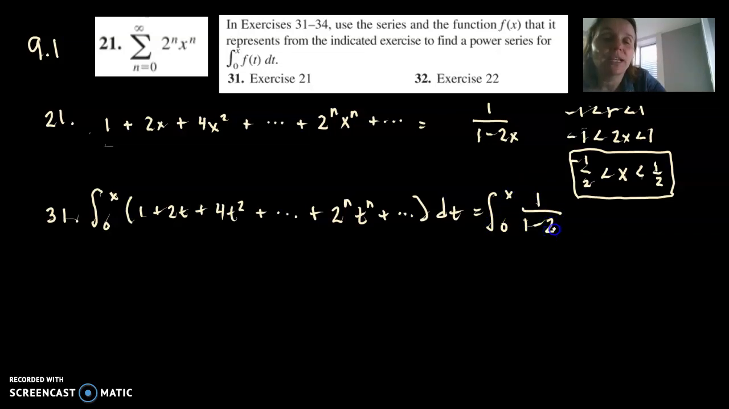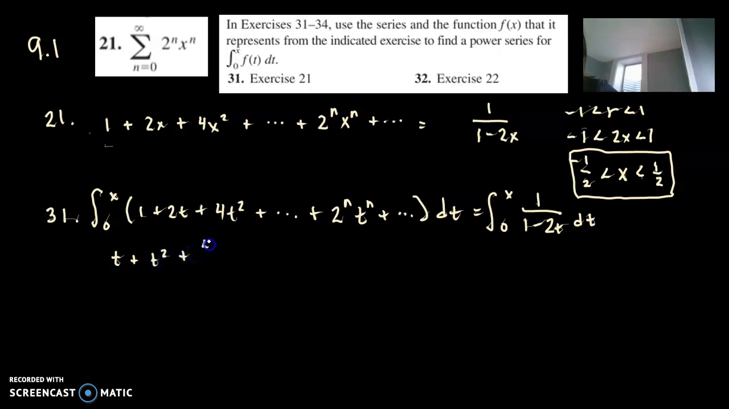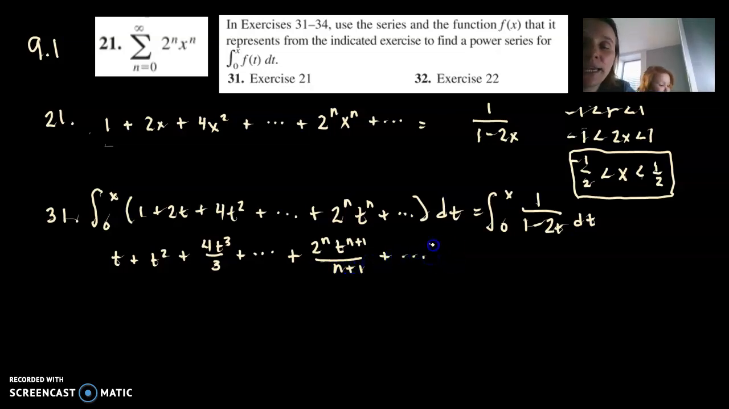So I'm doing to both sides of this equation the integral from 0 to x. On the left-hand side, I would do the antiderivative of 1, which is t. The antiderivative of 2t is t squared. The antiderivative of 4t squared would be 4t to the third over 3. And then the antiderivative of 2 to the n, t to the n would be 2 to the n times t to the n plus 1 over n plus 1. And then I would evaluate that from 0 to x.